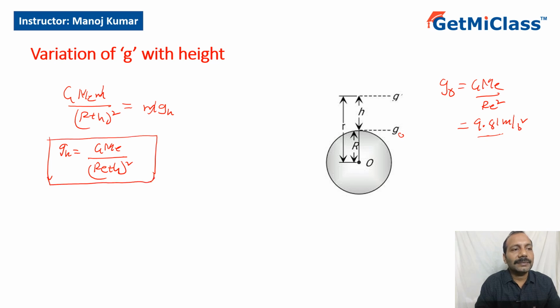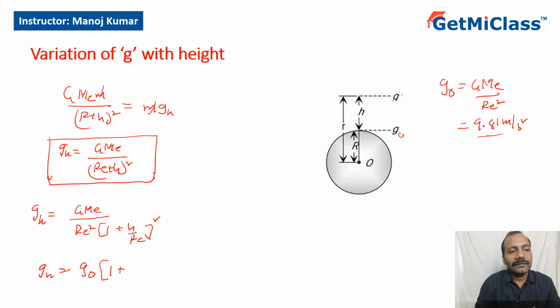Now let's get an expression for this in terms of acceleration due to gravity on the surface. I can say g at a height h equals G Me by Re square, I'll take it out, and I'll be left with 1 plus h by Re whole square. G Me by Re square is the acceleration due to gravity on the surface of Earth. If I take the bracket to the numerator, I'll get 1 plus h by Re power minus 2.